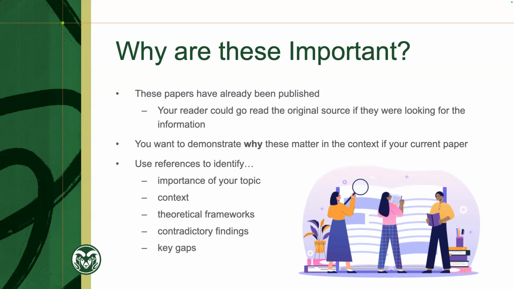So you want to use references to identify the importance of your topic, the context of your topic, why your topic is important, any theoretical frameworks that you're leveraging to collect or analyze your results, and any contradictory findings, because this can be important. If 5 people said one thing and 5 people said something else, that provides merit for the research, since we still don't necessarily understand what the state of the world is. And so you are trying to resolve those conflicting opinions by using a different methodology or carving out a different niche in the research.